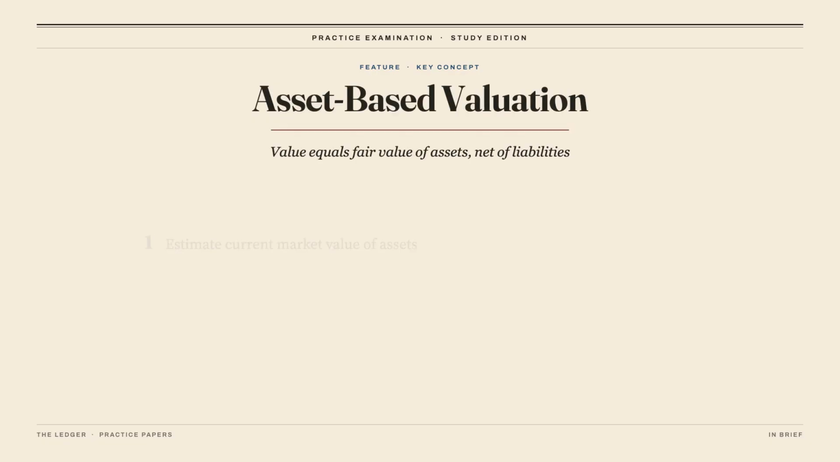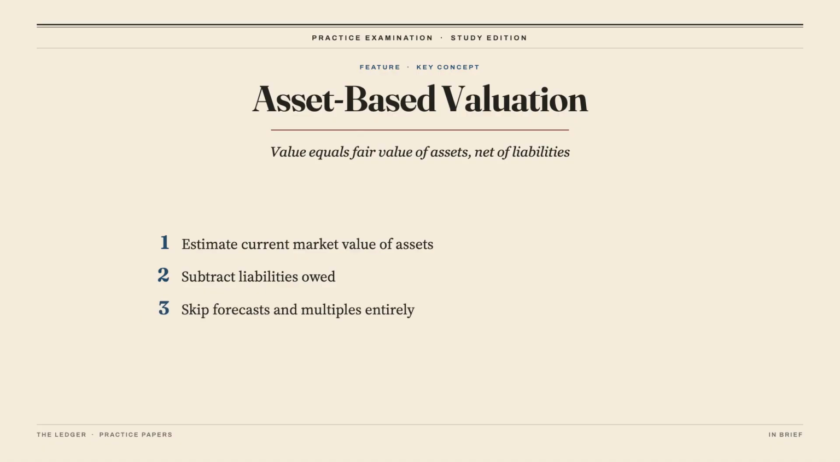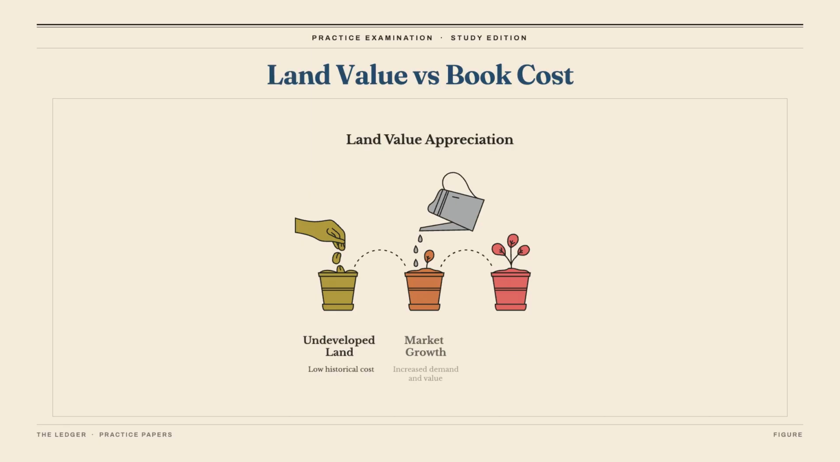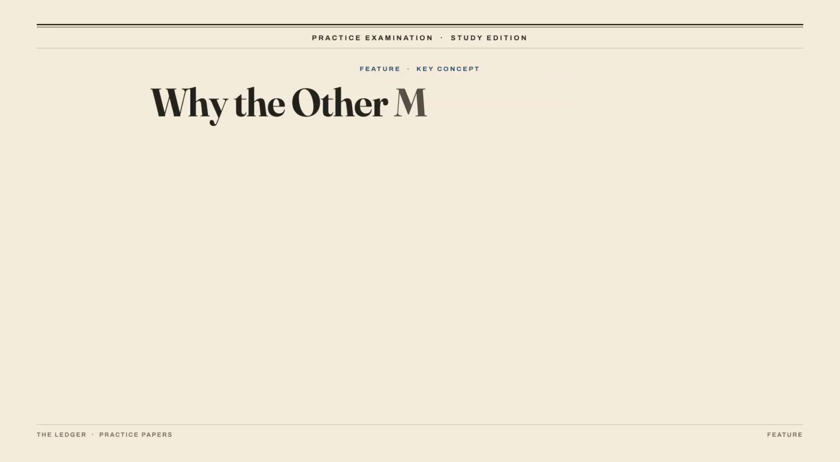The logic is simple. Figure out what the assets are truly worth today, subtract what the company owes, and the remainder is the business's value. It skips forecasts and multiples entirely, relying only on current asset values. Picture 20 acres of undeveloped land, still on the books at what it cost a decade ago, while nearby comparable parcels now sell for far more. Fair value corrects that stale number and reveals what the landholding company is really worth.